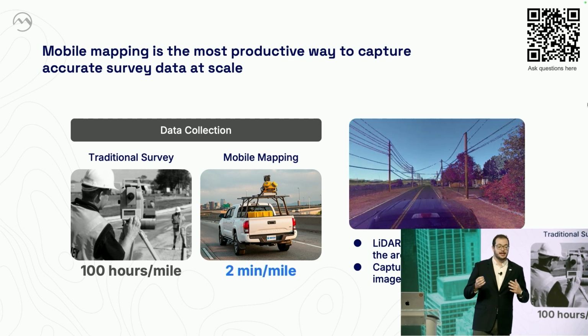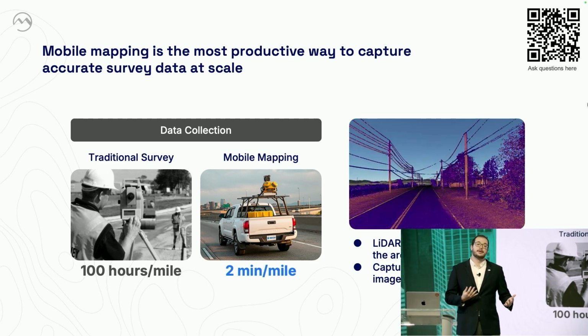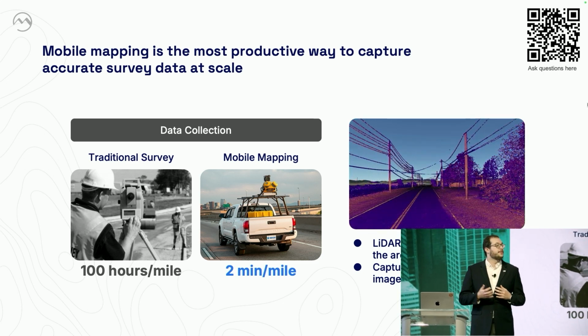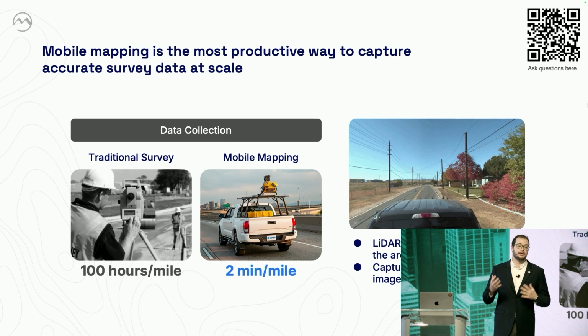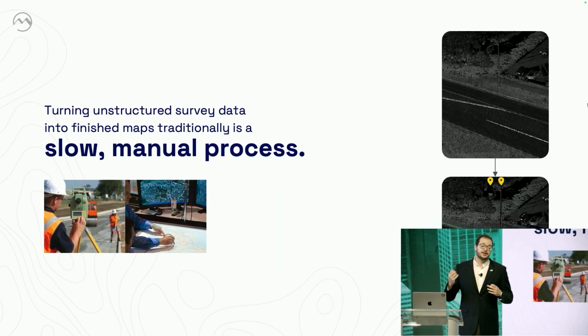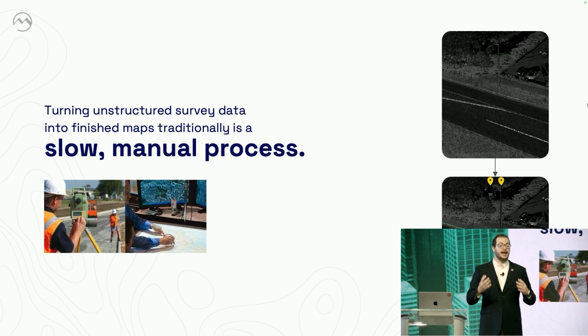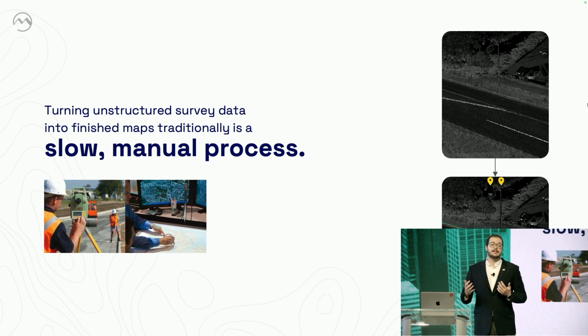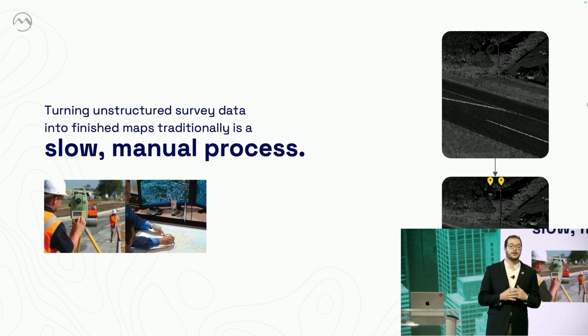Using a LiDAR and a panoramic camera, you can just drive through an area and collect all of the raw data that is necessary to create your map, so you don't have to spend weeks or months out in the field with measuring equipment. But once you have all that data, turning that into a finished map is a slow, manual process. For every minute or two that you're driving out in the field, it takes days to process that data into a finished map in your back office.